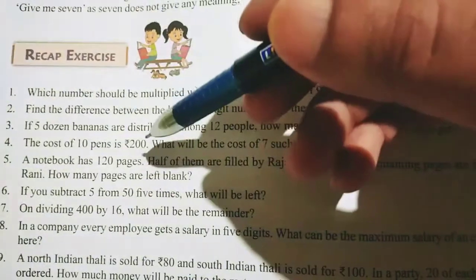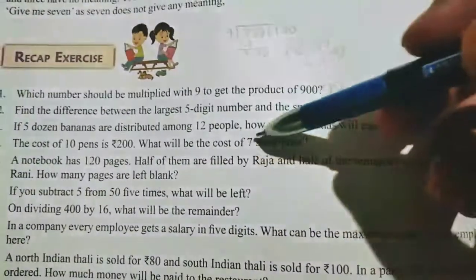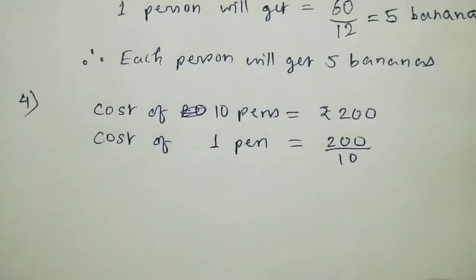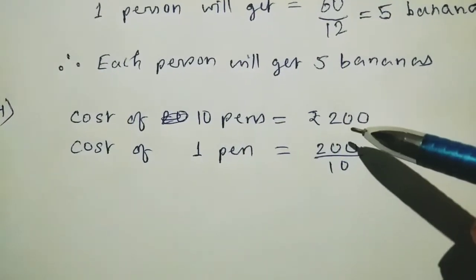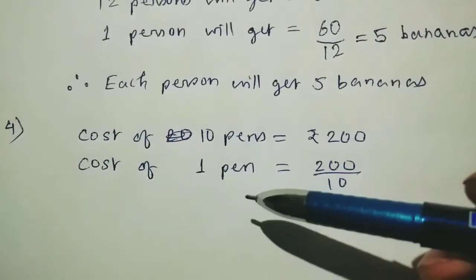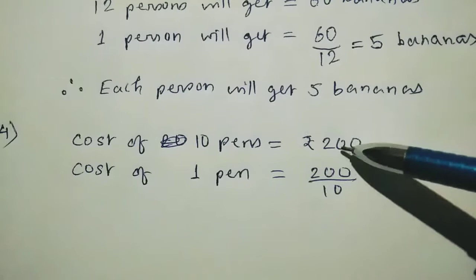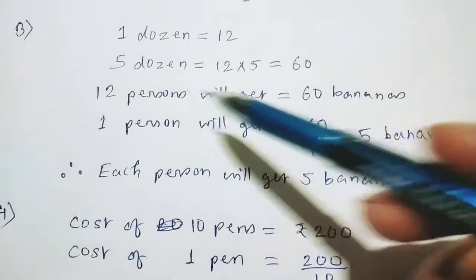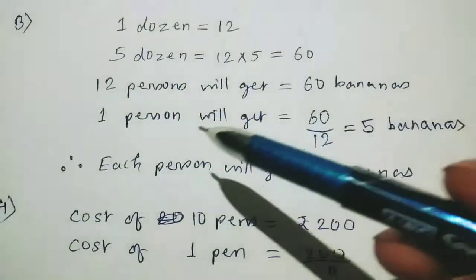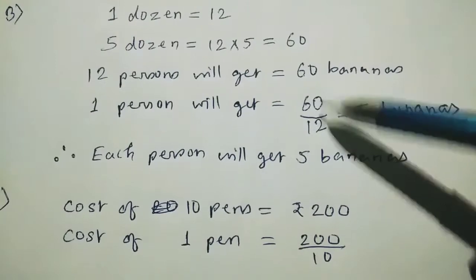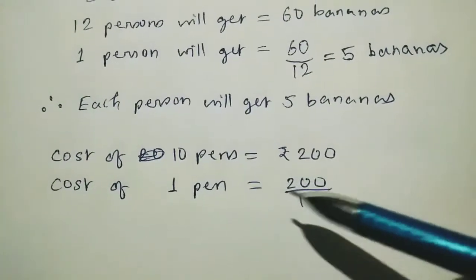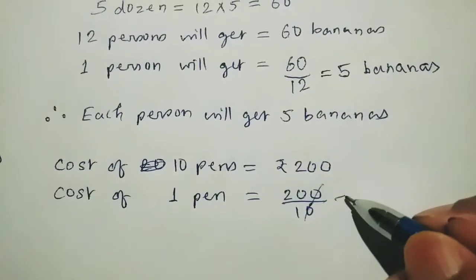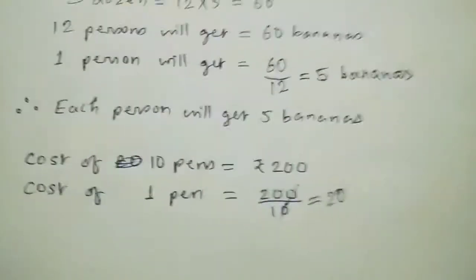The cost of 10 pens is 200. What will be the cost of 7 such pens? So again this is a unitary method question. Here you can see the cost of 10 pens equals rupees 200. So first of all you have to find the cost of 1 pen. So the cost of 1 pen will be what? 200 divided by 10. Same process that you saw in question number 3. There, 12 persons got 60 and 1 person got 60 divided by 12. So you always have to divide to get the value of 1. Here also you have to divide to get the cost of 1 pen. So it is 20, because the zeros cancel, it is 20 rupees.